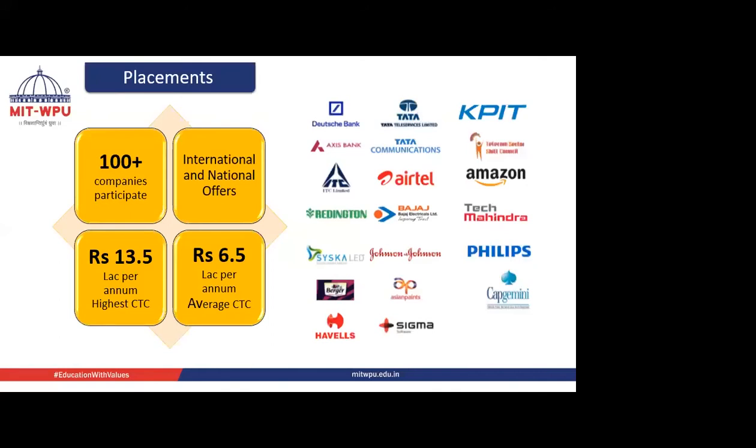So as far as placement is concerned, more than 100 companies are participating in the campus. We'll be having the record of the international and national placements. The highest package so far recorded for the MCA Management is 13.5 lakhs per annum. The minimum average package runs from 6.5 lakhs. You could see that some of the top-notch companies, their logos and their brands, we have listed here.